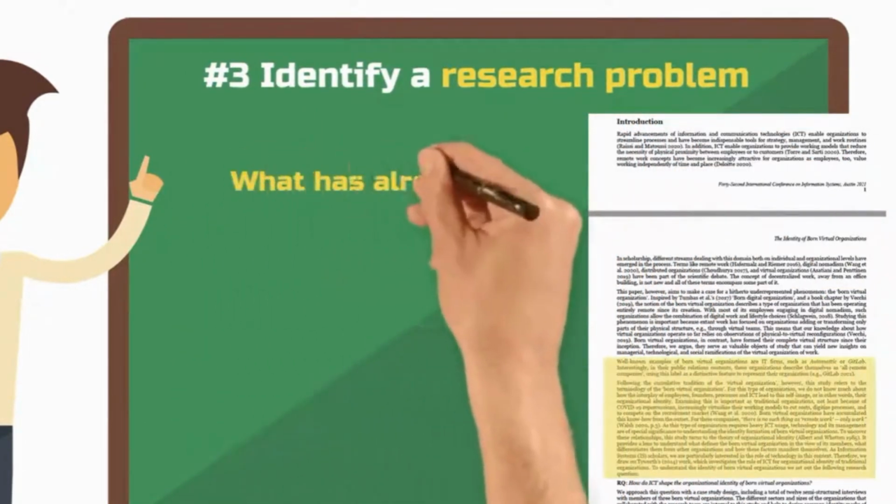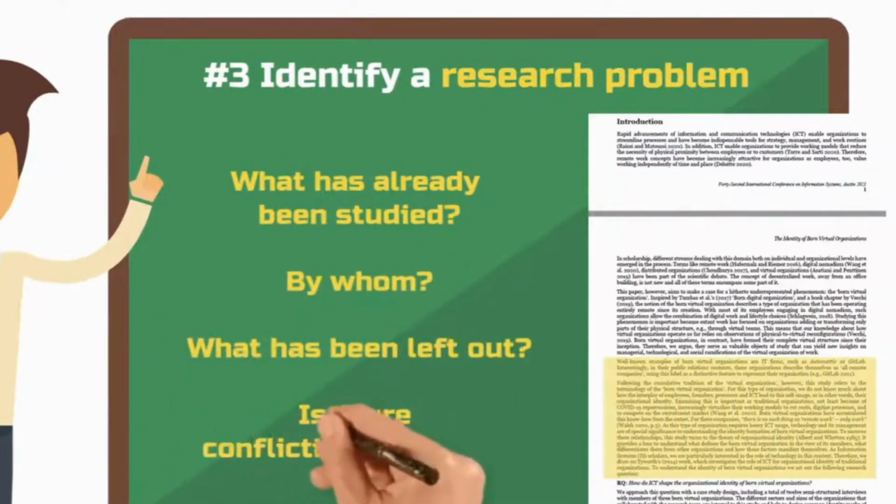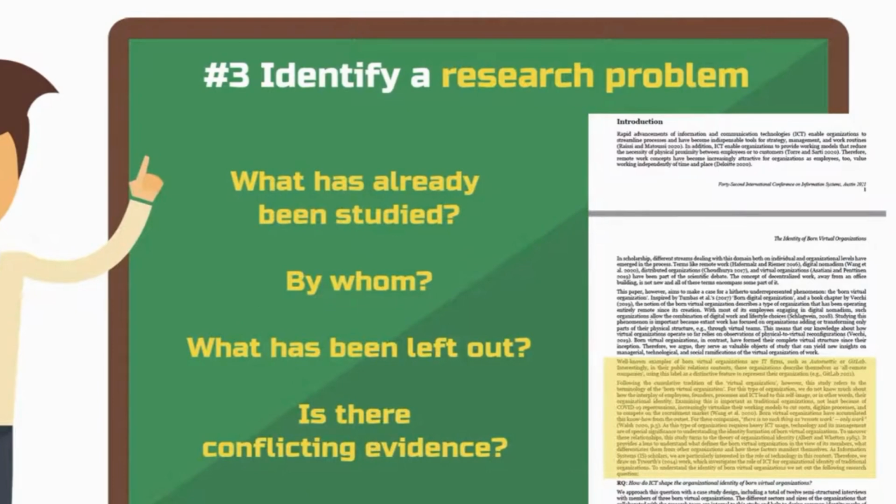Which aspects of your topic have already been studied, and by whom? What has been left out? Is there conflicting evidence? If you have carefully read the current research literature, you can identify a research problem by answering those questions to yourself and then to the readers.